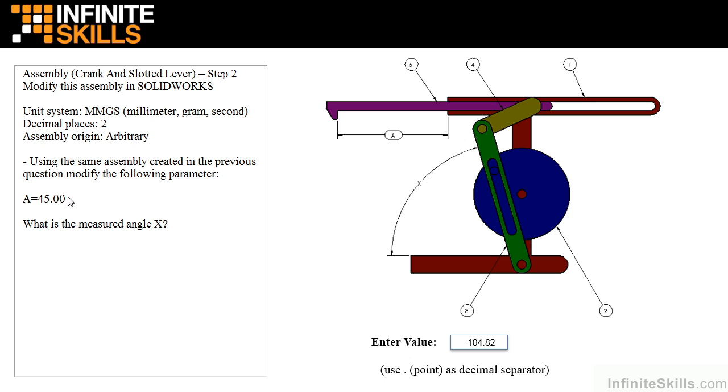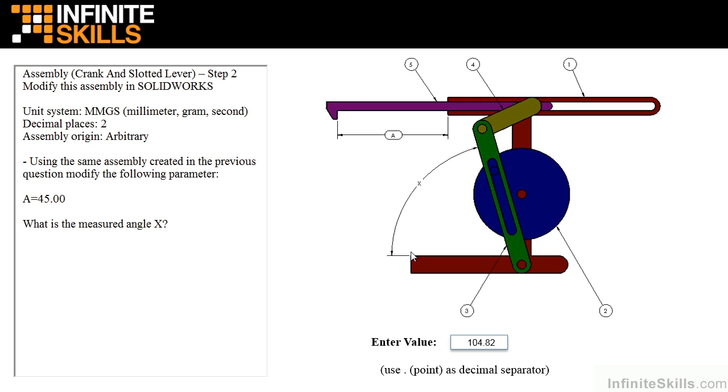Dimension A is 45. And once we change that distance mate from 150 to 45, we can use the measure tool and remeasure this angle. And we are hoping that new angle is 104.82 degrees. Looking at this graphic here, it is obvious this is not 104 degrees. In fact, it's less than 90.